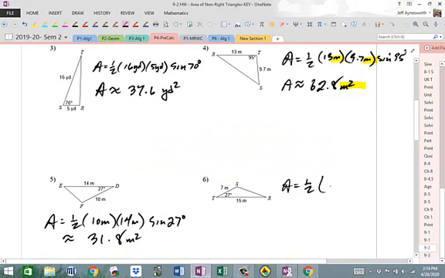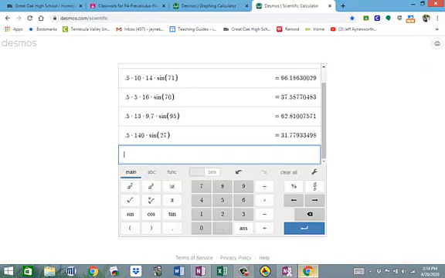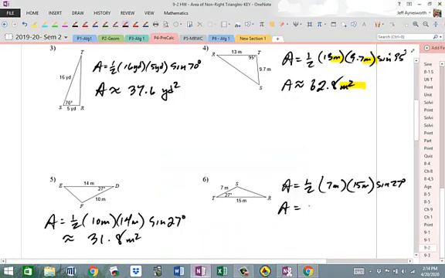Number 6, the last one: 1/2 times 7 meters times 15 meters times the sine of 27 degrees. Let's work that out. 0.5 times 7 times 15 times the sine of 27 degrees, and you get roughly 23.8 square meters. It's a side angle side condition.